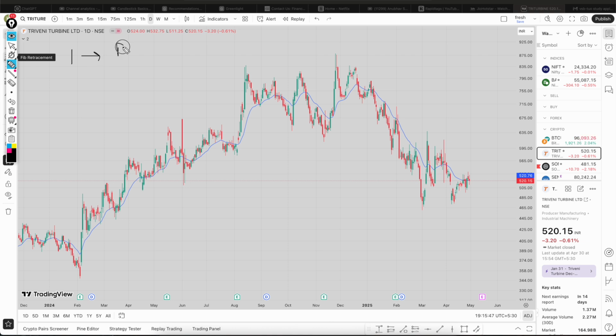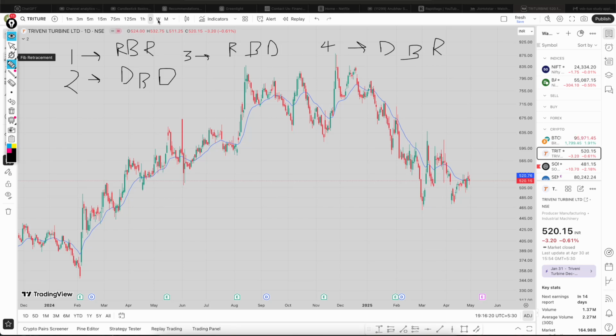Once again, rally, base and rally. Second one is drop, base, drop. Third one is rally, base, drop. And fourth one is top, base, rally.